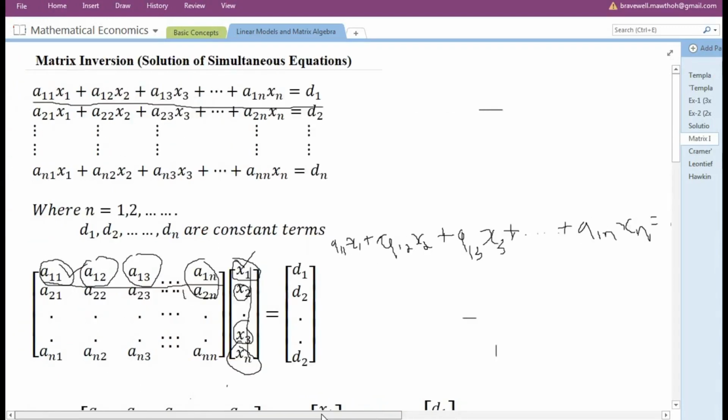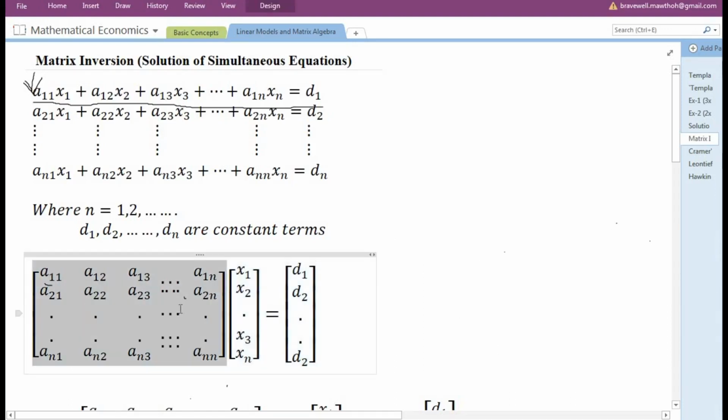this is equal to d1. So we see that when we multiply, we obtain the original equation. So we can arrange it in the form of a matrix. Similarly, the others also you can do by yourself.